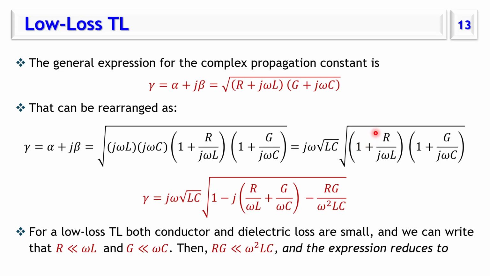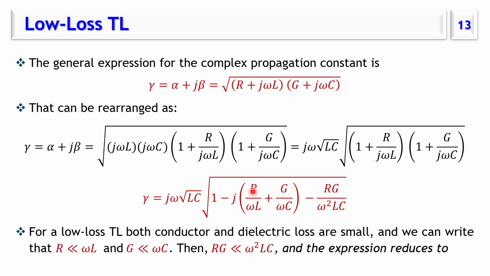For neglecting losses, we said that we can assume R is negligible, so we can put it at 0, and G is negligible, and we have just this expression for a lossless transmission line. When there are losses in the transmission line, we have this part here, which we can rearrange and write this way. Now the approximation comes in.